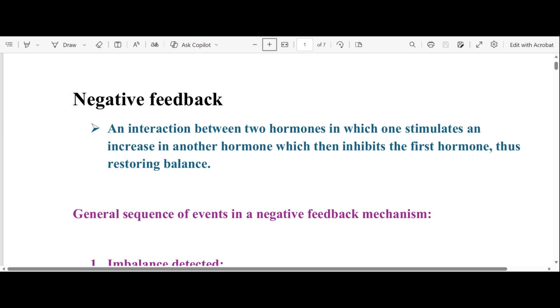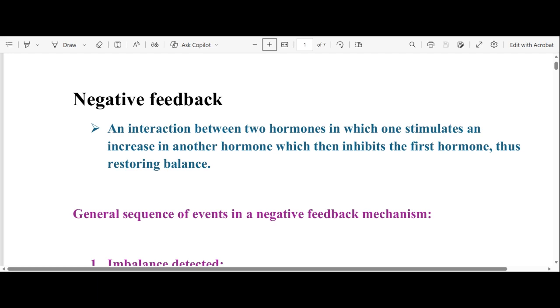So let's start with negative feedback. Today we'll be doing negative feedback, right? What is negative feedback? Negative feedback is just an interaction between two hormones in which one stimulates an increase in another hormone, which then inhibits the first hormone, thus restoring balance, right?